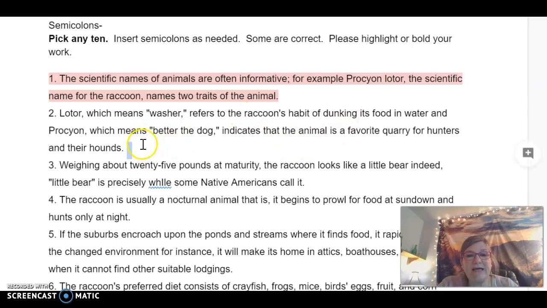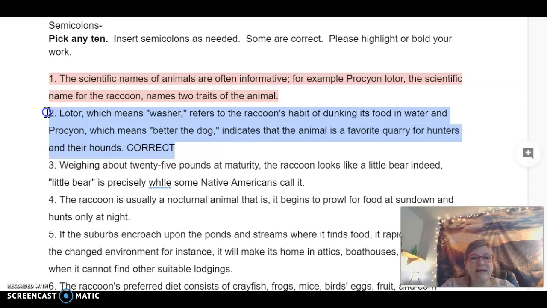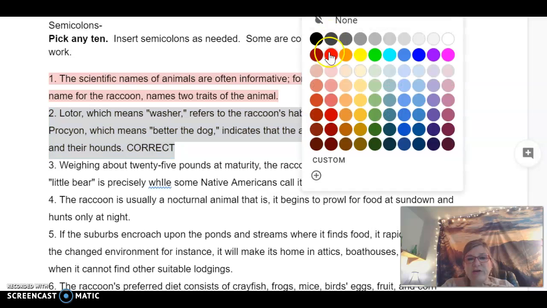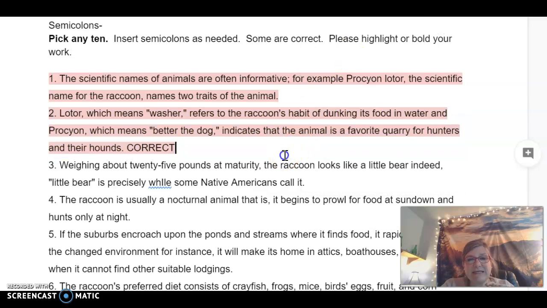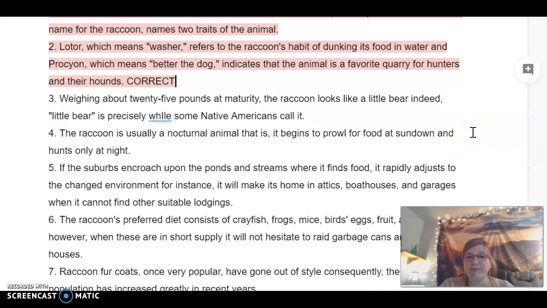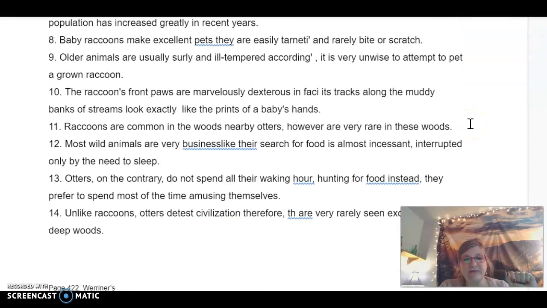So I'm finding that this kind of looks like the animal is a favorite, but we have this word here, that, and that connects the sentences. We really don't need anything other than what is here the way it is. So next, this one I'm going to write correct. And again, I'm going to highlight it so Ms. Rader knows that I did it. And that's kind of what I'm looking for in this activity.